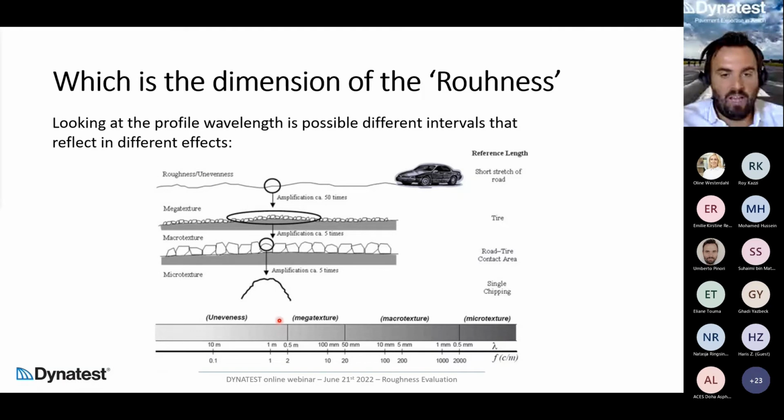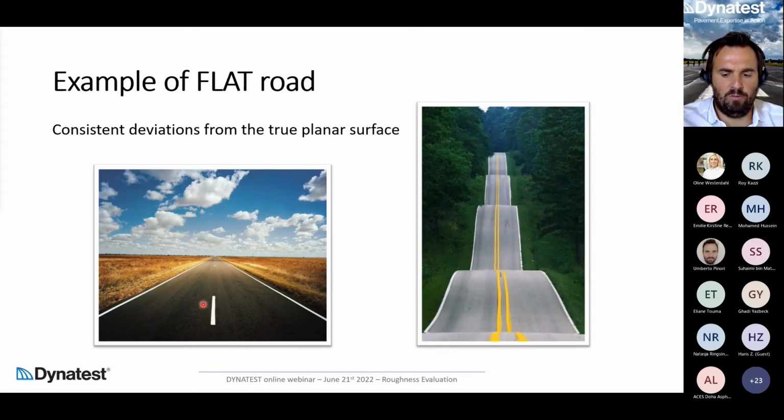And in our case, unevenness that affects the roughness is a deviation with wavelength higher than 0.5 meter, up to around 30 meter for the cars. So it's very important what we are going to measure.